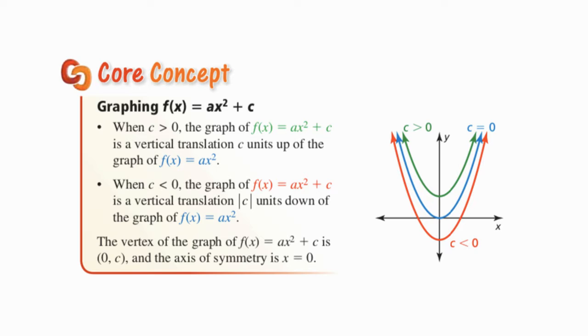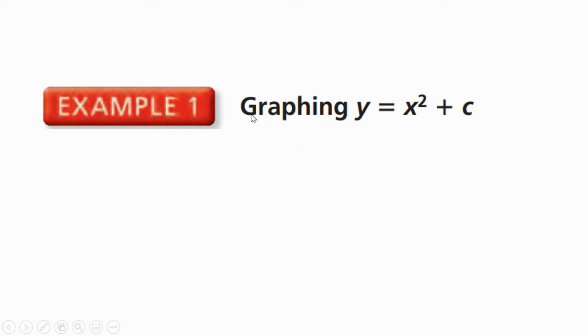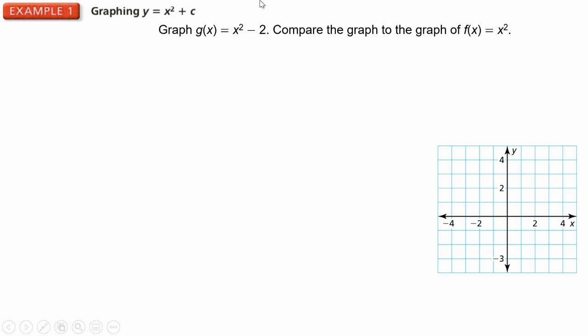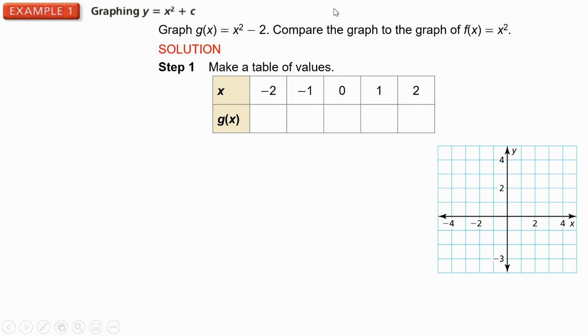Okay, so if we shift the graph up, it's because there's a positive c. If we shift the graph down, it's because there's a negative c. So if we look at this here, f of x equals x squared is the parent function. What we want to do is take that parent function and subtract 2. So based on what we discussed, the vertex should shift down 2 values.